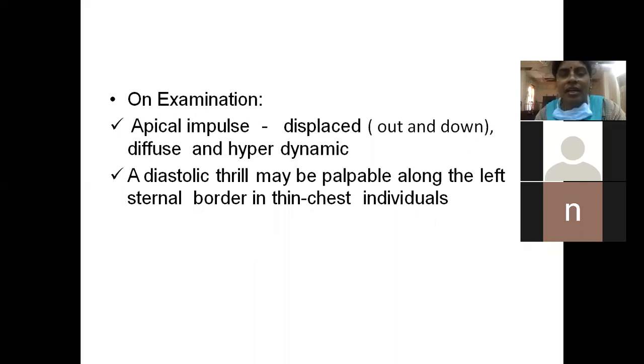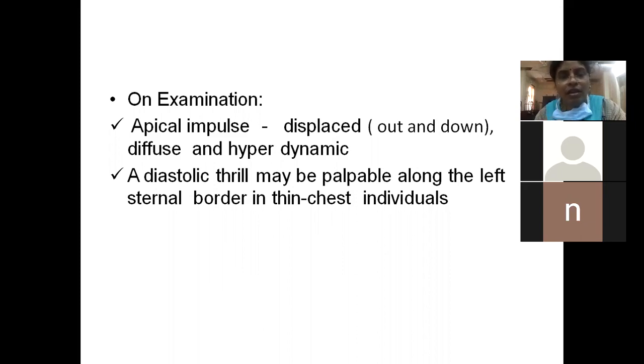And here, the apical impulse is diffuse. What is diffuse? If the apex occupies a single intercostal space and is less than 2.5 centimeters, it's called localized. If it occupies more than 2.5 centimeters in a single intercostal space, or more than one intercostal space, it is called diffuse. So a diffuse apical impulse is again due to volume overload or left ventricular chamber dilatation. So the apical impulse is displaced out and down and diffuse in nature.